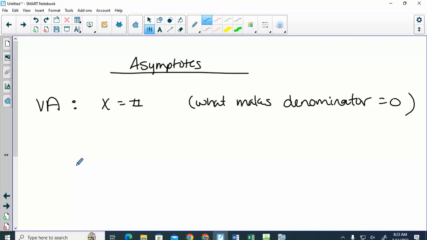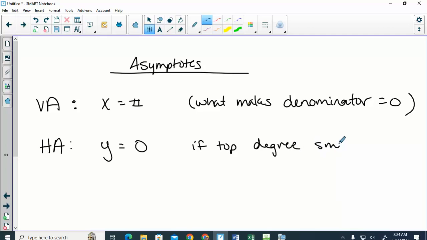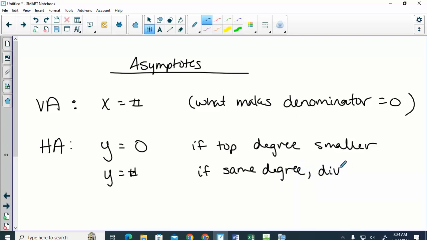Then we have horizontal and oblique. So there's two possibilities for horizontal. You get y equals 0 if the top degree is smaller, or you'll get y equals some other number if you have the same degree on top and bottom, you need to divide the leading coefficients. Everybody with me there?